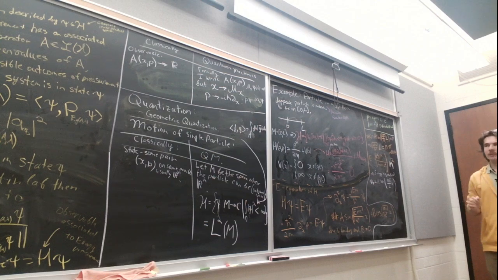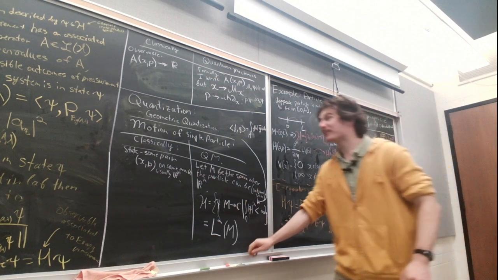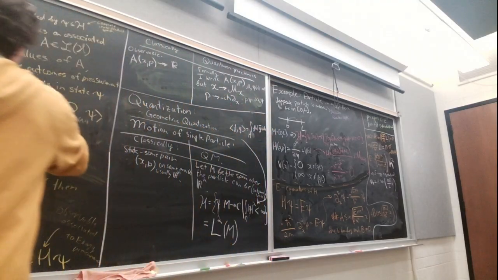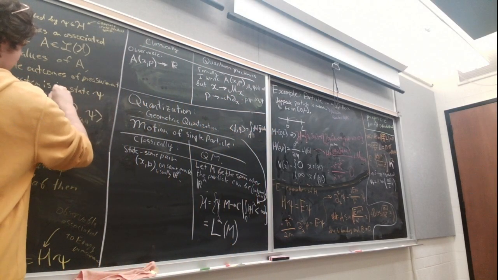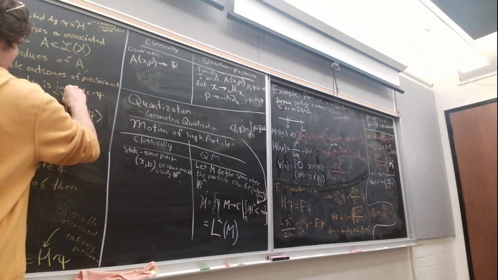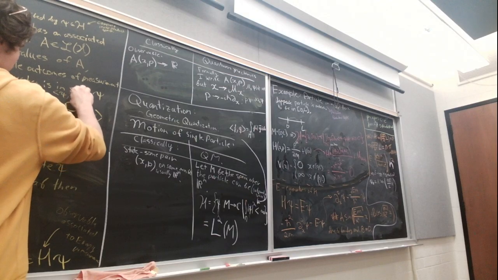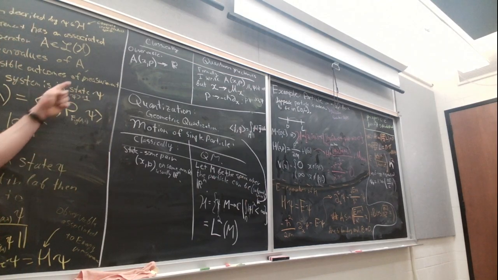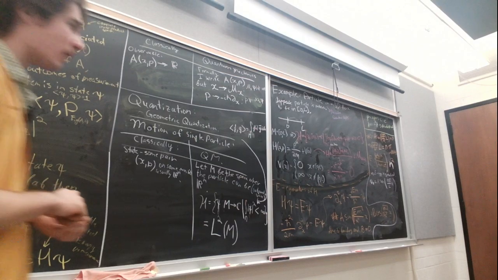And now remember, another thing I forgot to mention is that here the state is in state psi, where the norm of psi is 1, so we normalize states. This probability equation is written for normalized states.